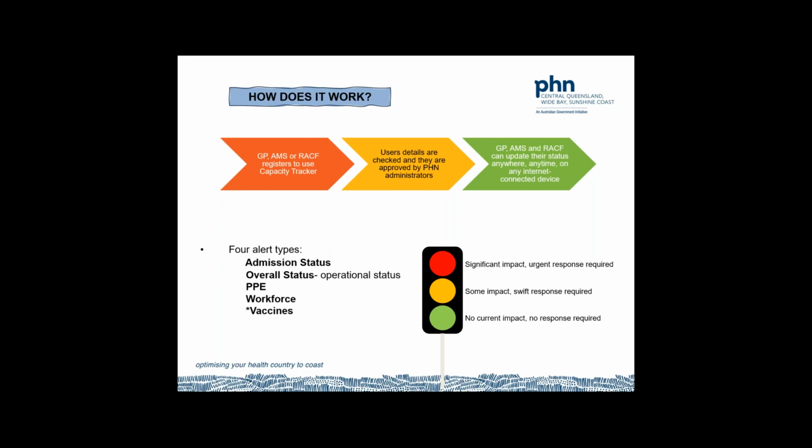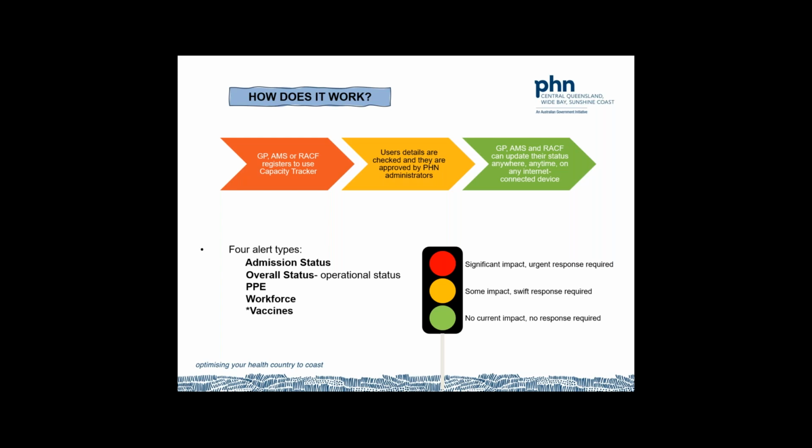And then the GPs or the RACFs are able to update their status anywhere, wherever they have access to the internet, and they're able to provide alerts to the PHN on a number of key topics, so around their admission status, their overall operational status, so things like workforce, their PPE needs, and a new module there is around vaccination. I've popped a little star next to that because that has only recently gone live, and it works on a bit of a traffic light system.